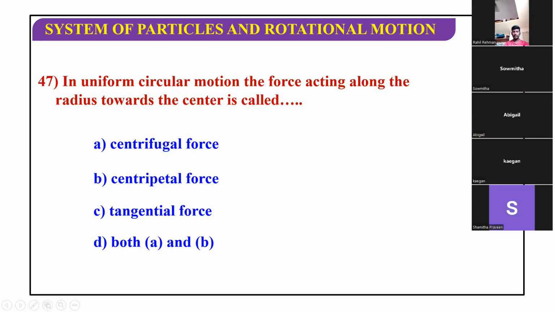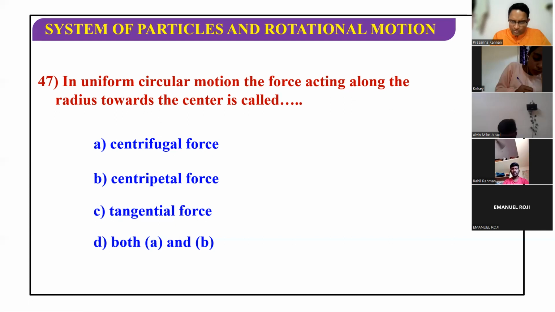47th one. In uniform circular motion, the force acting along the radius towards the center is called? Centripetal. Yeah, centripetal force, correct? Centrifugal is away from the center. Centripetal is towards the center.